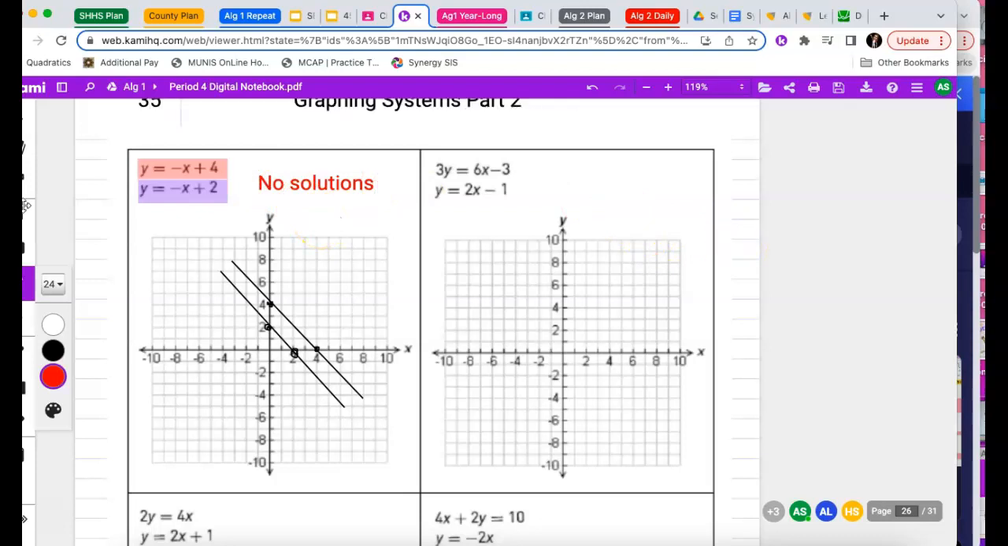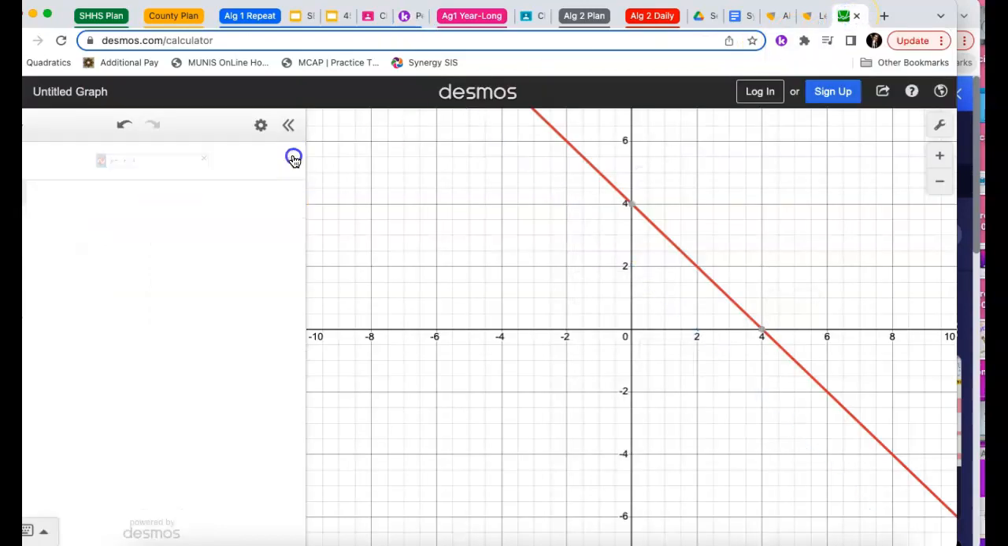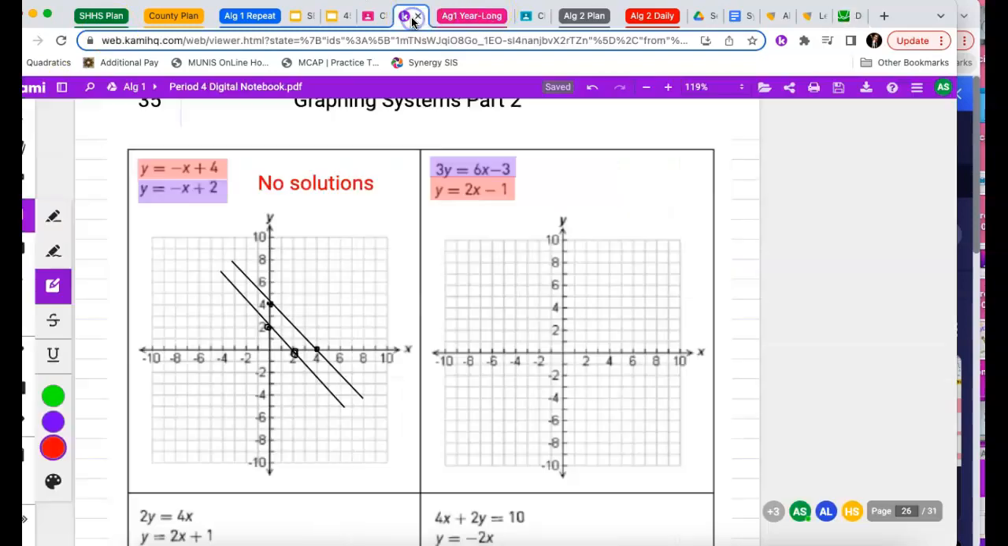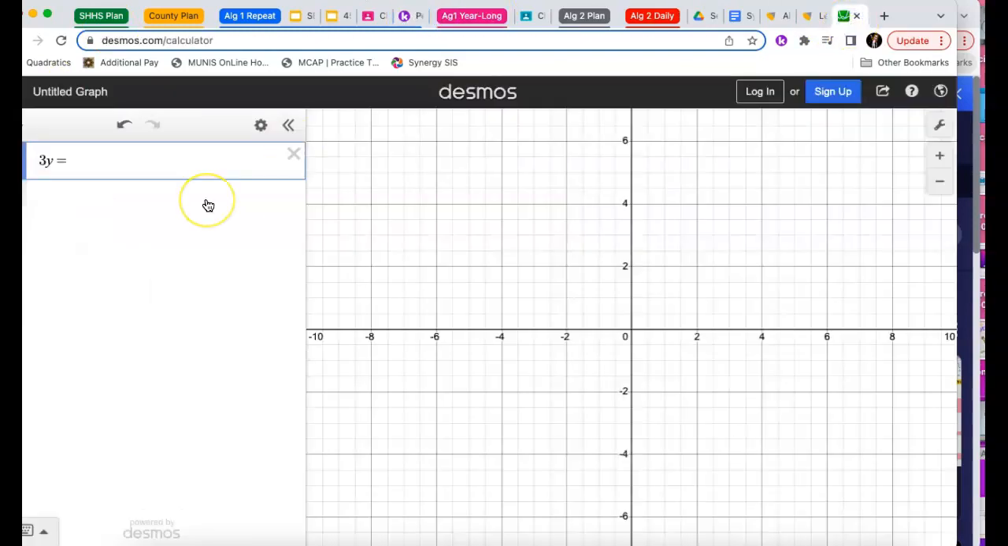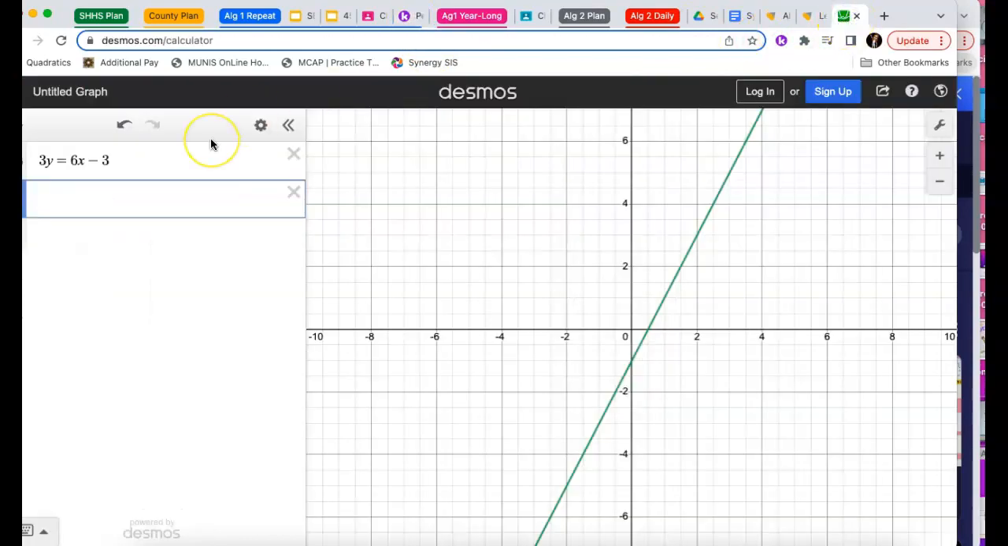And we're going to do the same thing for all of the rest of the examples. We're going to graph the first equation, we'll graph the second equation, we'll draw the graphs on our notes page, and then we'll identify the solution. So 3y equals 6x minus 3. And the other equation is y equals 2x minus 1.